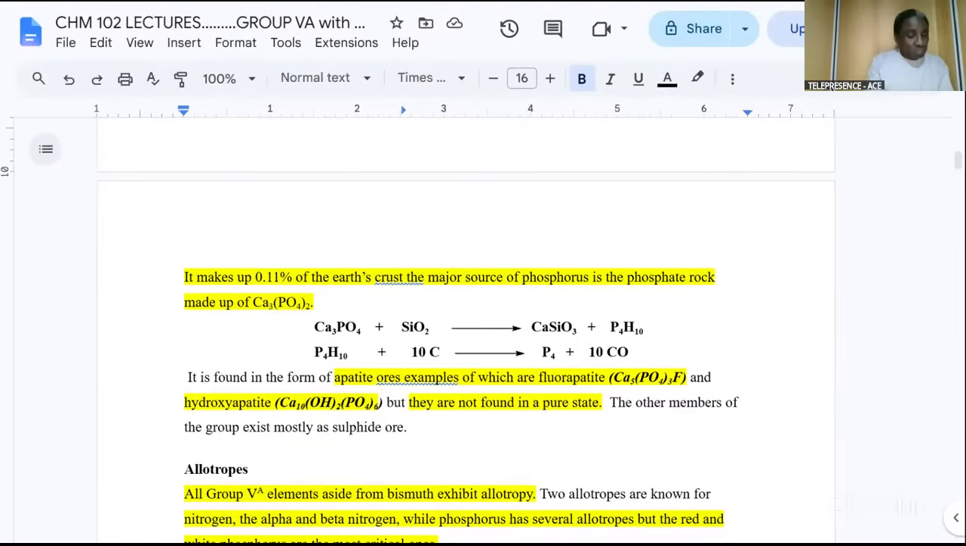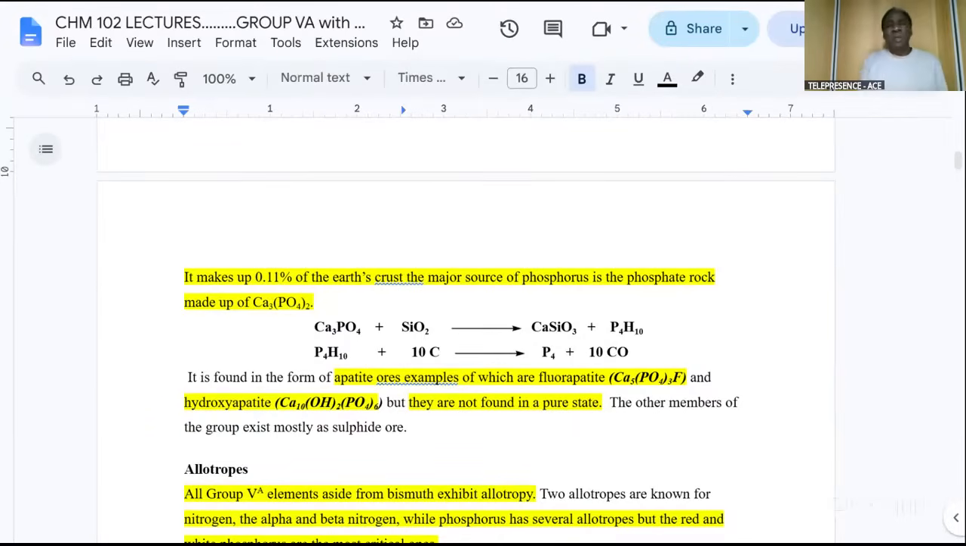Now, we are talking about these elements existing in the earth crust. Always remember that they are going to occur as what? As ores. Fluorapatite and hydroxyapatite are the two ores from which phosphorus can be obtained.